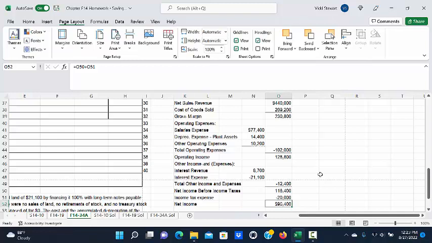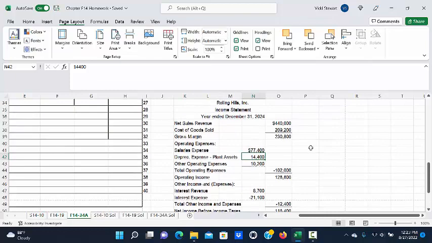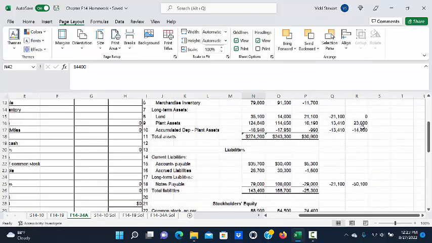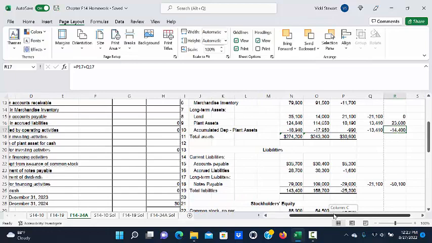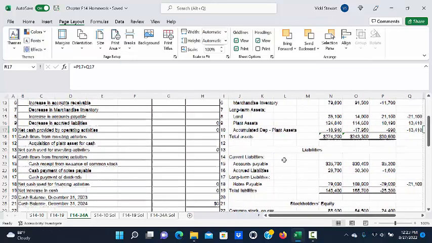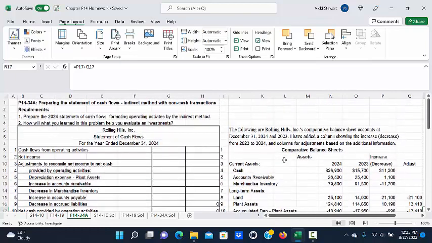But we noticed that we only had one non-cash expense, and that was depreciation expense, which the income statement says was $14,400, and we had actually calculated that amount after we adjusted accumulated depreciation for the disposal of the plant asset. So now we are actually ready to complete the statement of cash flows.